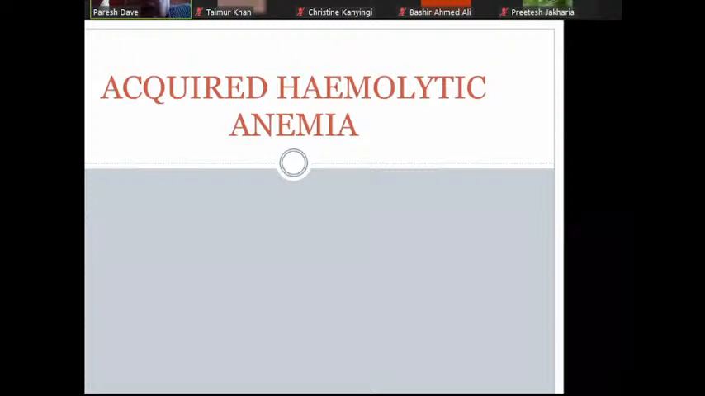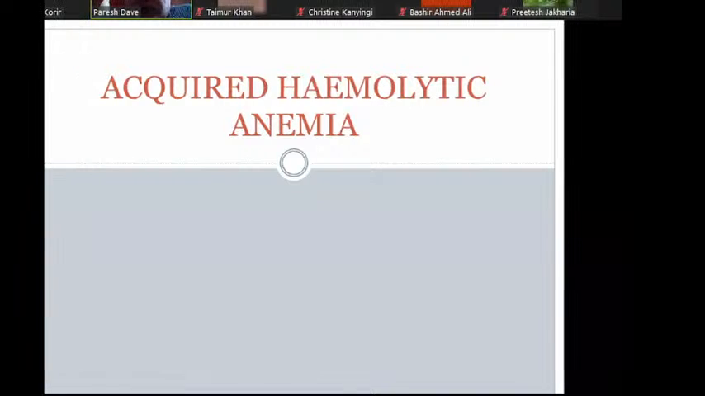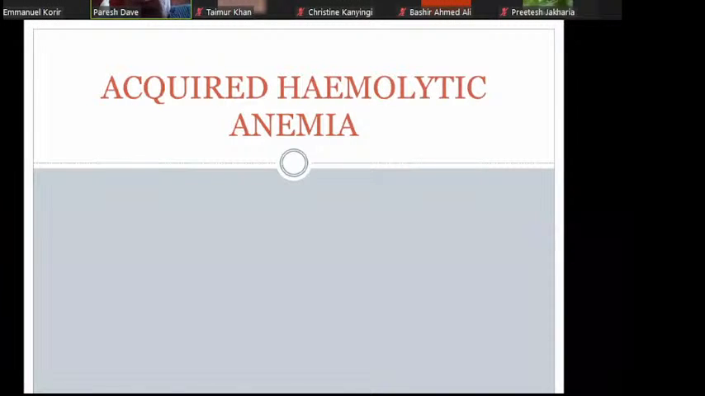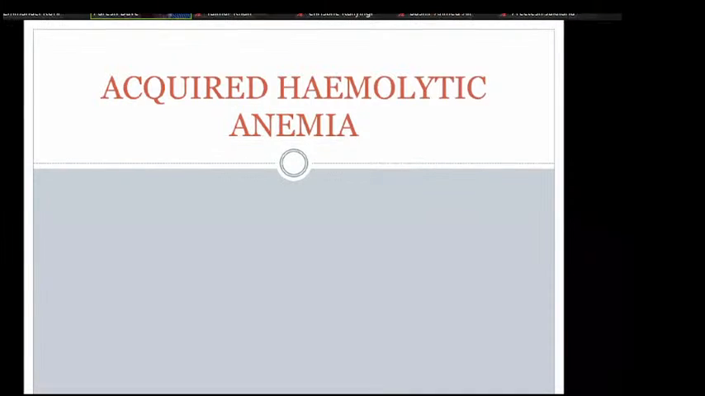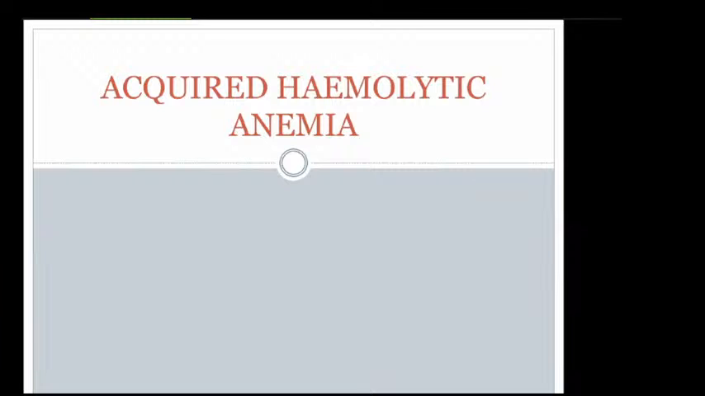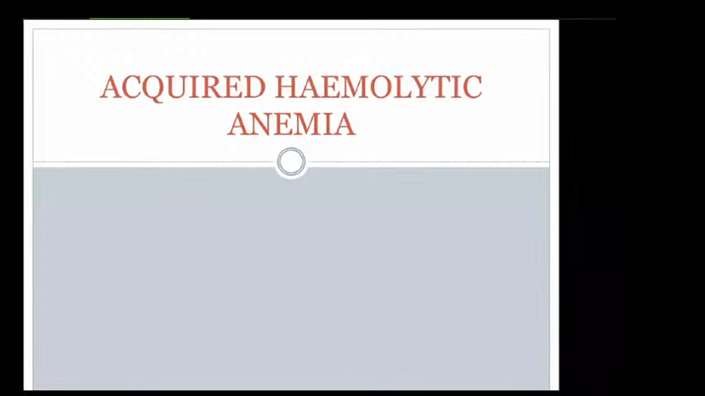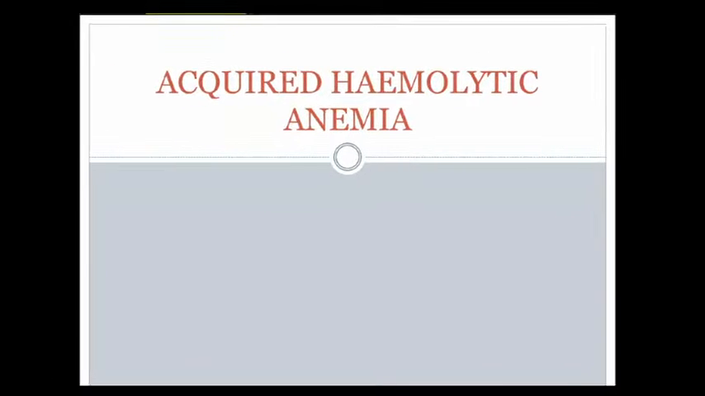cells. And the bone marrow is able to compensate for hemolysis up to a certain extent, after which anemia develops. And the onset of hemolysis varies in different conditions. Sometimes it can be massive and spontaneous, and in other situations it is slower and goes over a period of time.